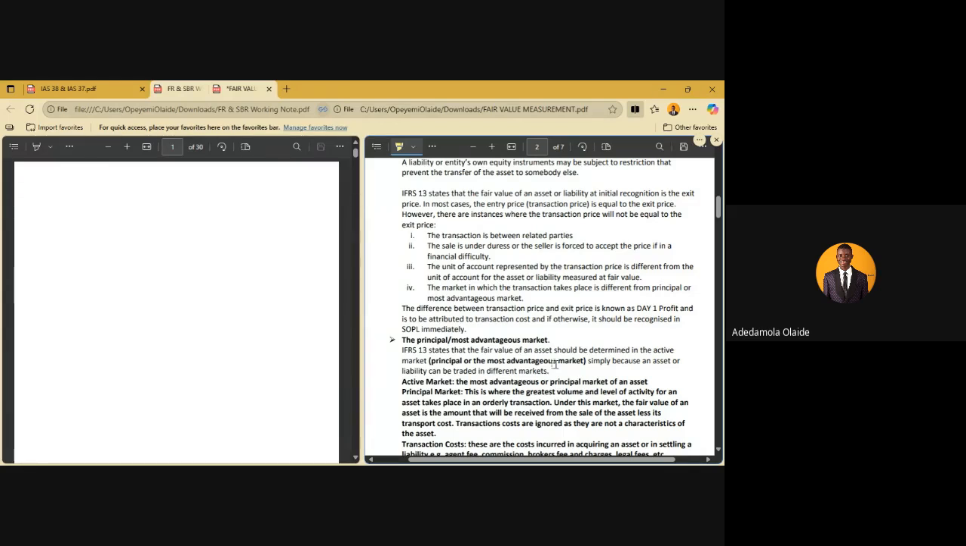And what is the most advantageous market? The most advantageous market is the market that will give us the highest benefit, where there is no principal market.